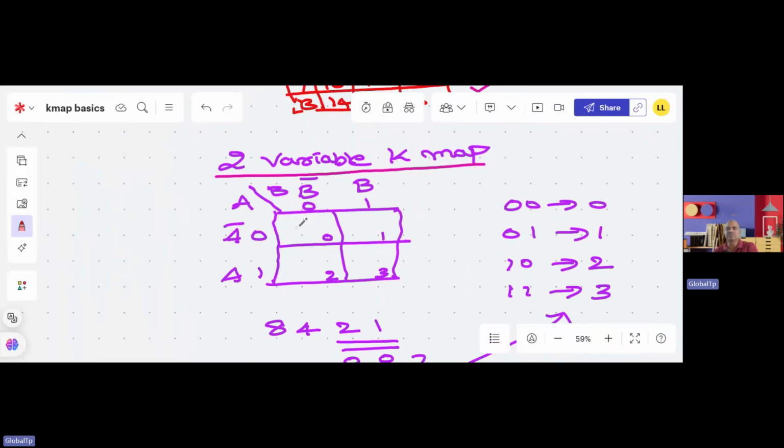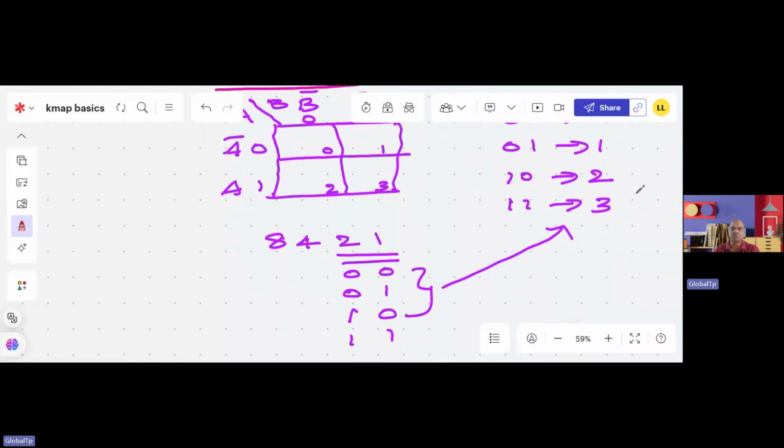Similarly, we said 4 cells, that is 1, 2, 3, 4. And here, as usual, A and B: first the complemented term and second the uncomplemented term. Similarly in the column also. So the complemented term I am calling 0 and the uncomplemented term I am calling 1. So you need to combine and read this. So 0, 0 means 0.